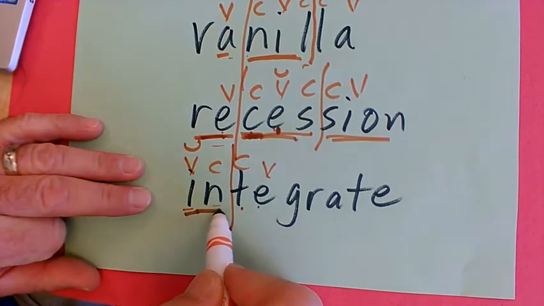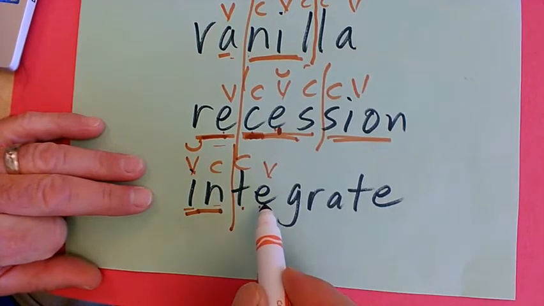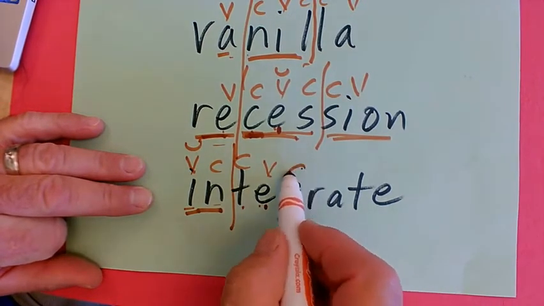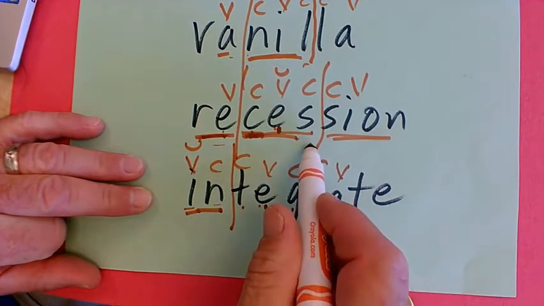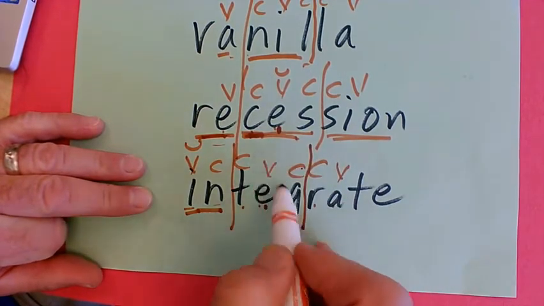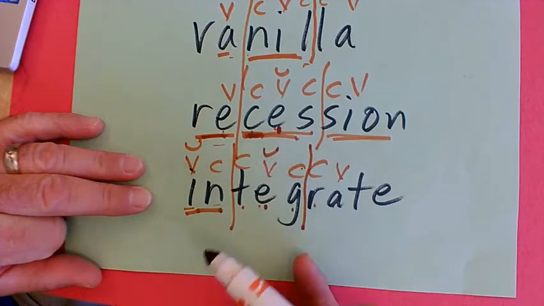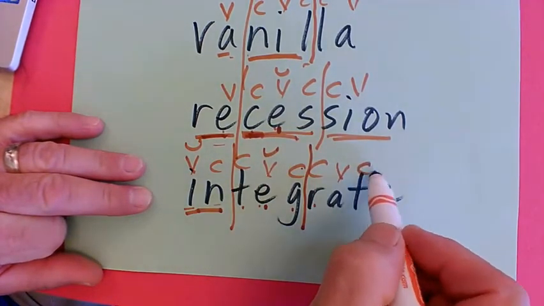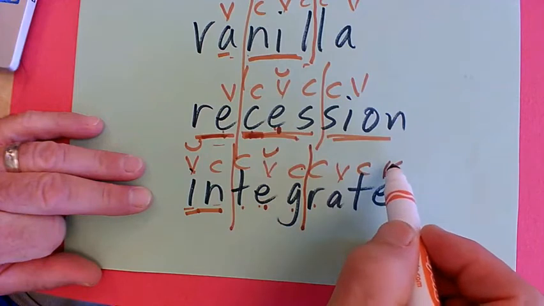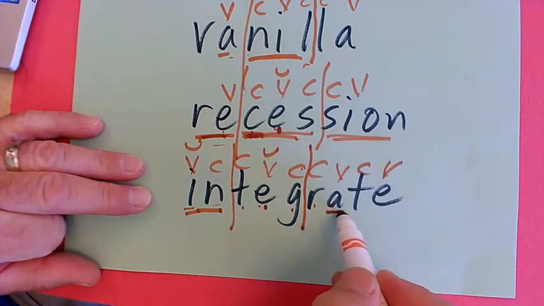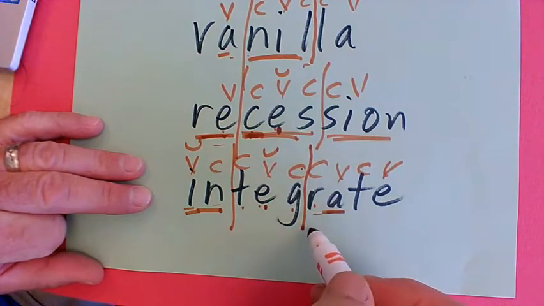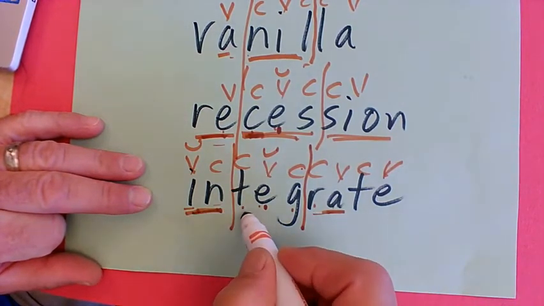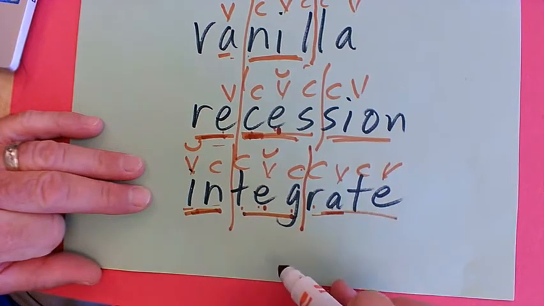So we got N so far, and now we have vowel, and then G is a consonant, R is a consonant, A is a vowel. So we're going to divide it after that first consonant, that E, no matter what, is short. And then, look, we have vowel, consonant, silent E at the end. And we know that A is most likely going to be long, say its own name. So rate, integrate.